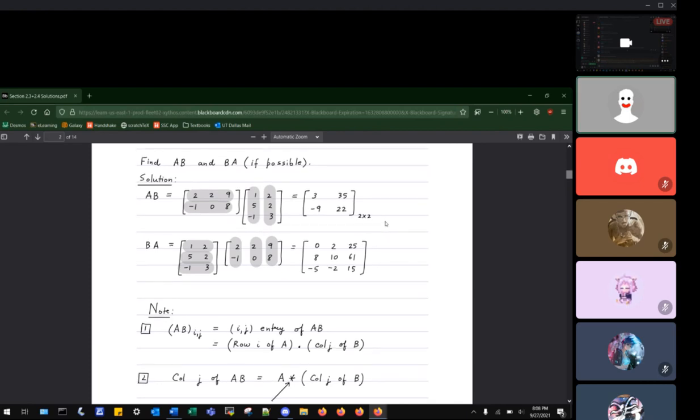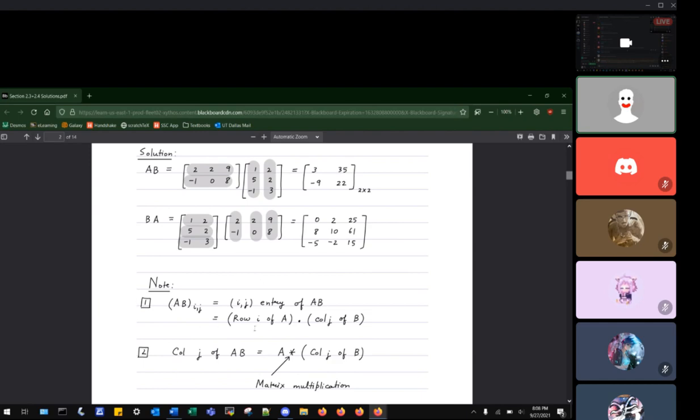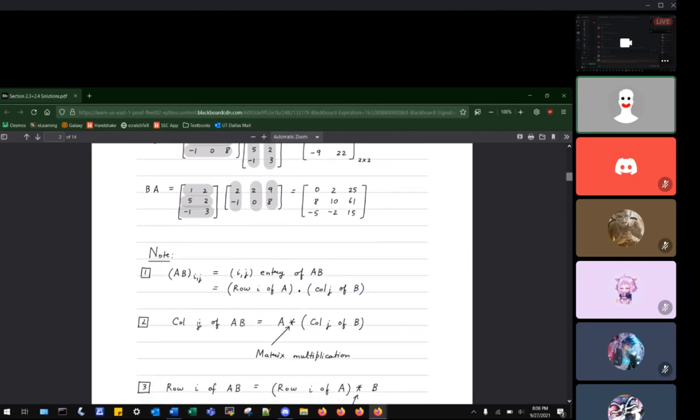Okay. So yeah, that's how you find an individual element of a product. If you want to find a whole column of the product, you take the first matrix and multiply it with the column of the second matrix.